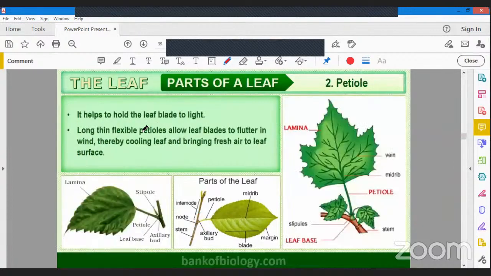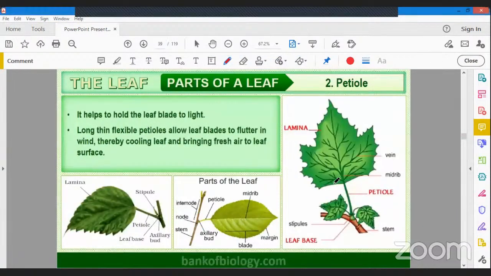Done. So we go to the next part. Petiole. Look, this is the petiole part. The stalk. It holds the leaf blade to the light. So the leaf has to stand flat, right? For that, it holds the leaf blades to the light. It is thin, flexible and allows the leaves to flutter in the wind, thereby cooling the leaf and bringing fresh air to the leaf surface. Note it down.